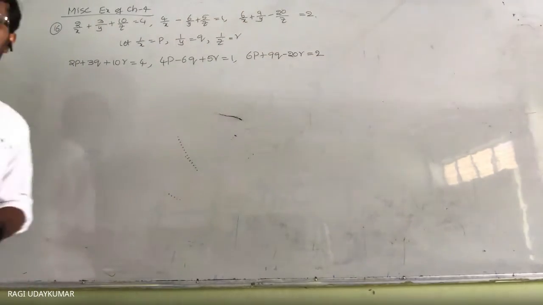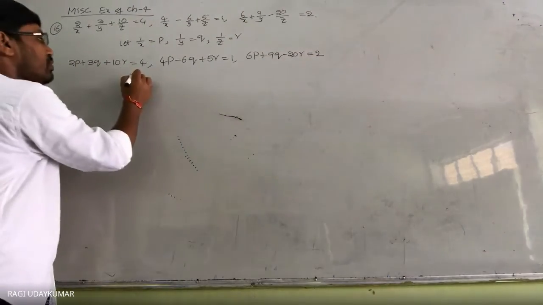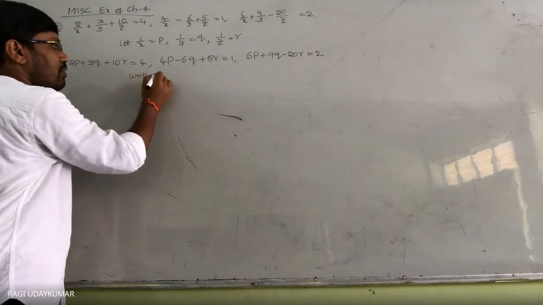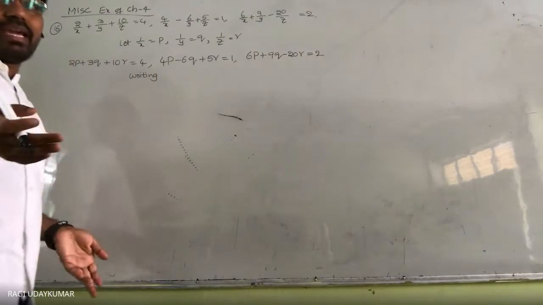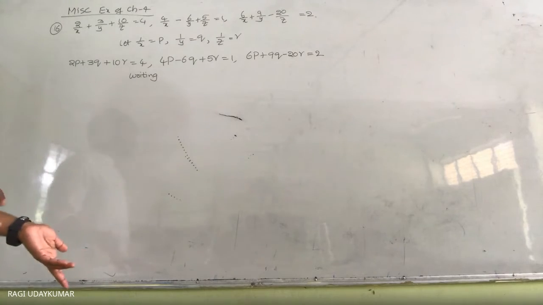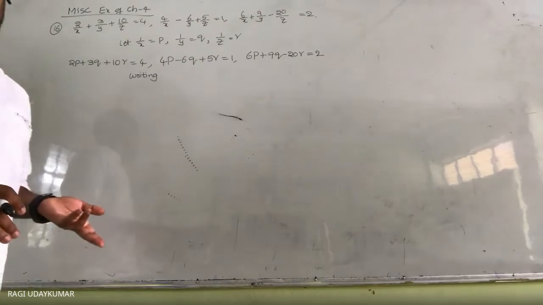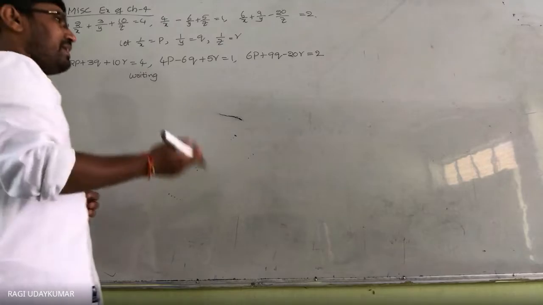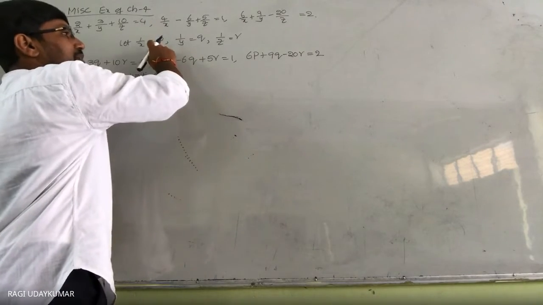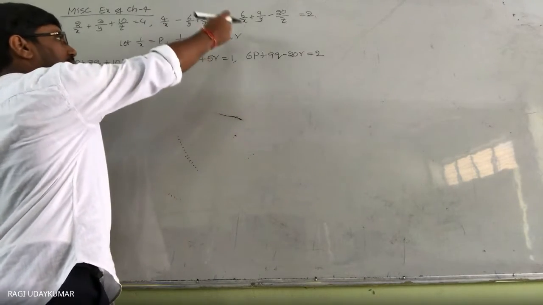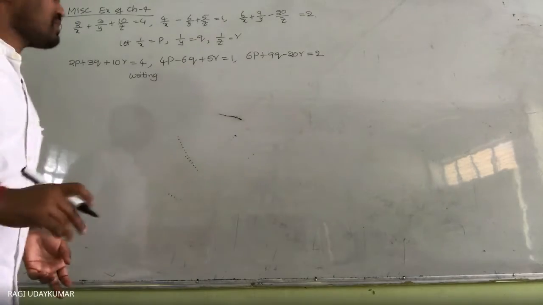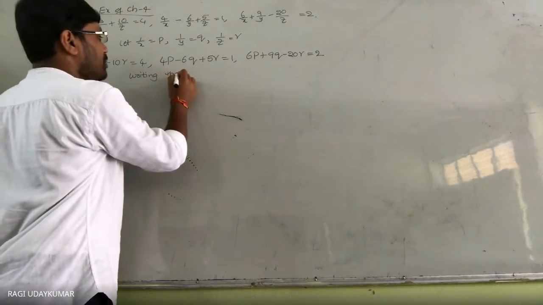Writing these equations in the matrix form, now finding the solution. Instead of x, y, z, we have p, q, r. Those values you need to find out. That's all. After finding that, replacing the p value here, q value here, r value here, you are going to get the x, y, z values. Writing the above equations in matrix form.